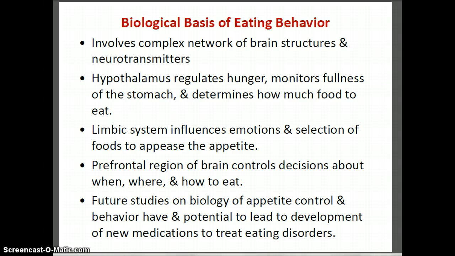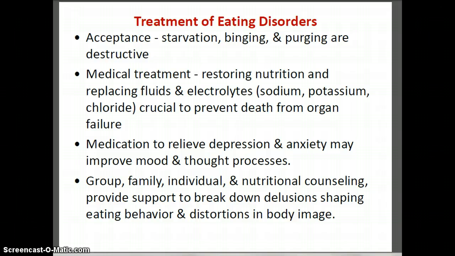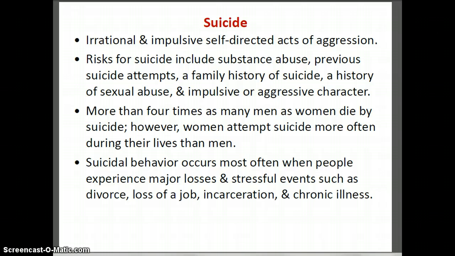The biological basis of eating is very complex. It involves the hypothalamus, the limbic system, and the prefrontal lobes of the brain. So these are very complex disorders, both biological and psychological. Treatments include medical treatment, and group, family, and individual therapy, not just nutritional counseling, but psychological therapy, sometimes family therapy as well.